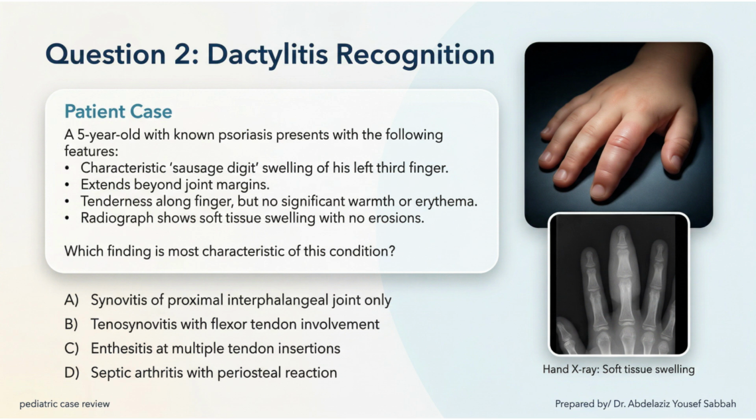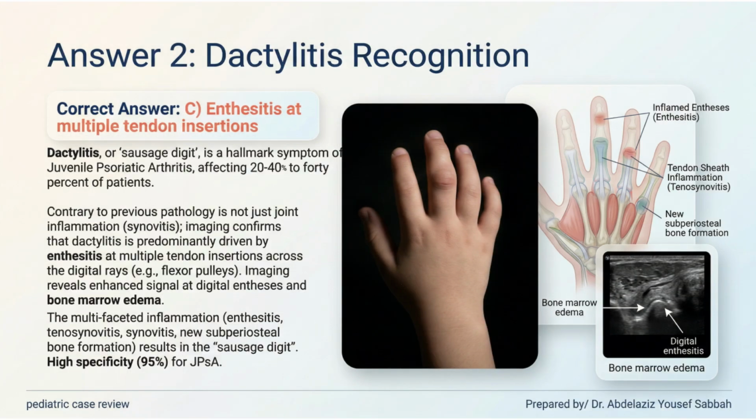Option A. Synovitis of the proximal interphalangeal joint only. Option B. Tenosynovitis with flexor tendon involvement. Option C. Enthesitis at multiple tendon insertions. Option D. Septic arthritis with periosteal reaction. The correct answer is Option C. Enthesitis at multiple tendon insertions.